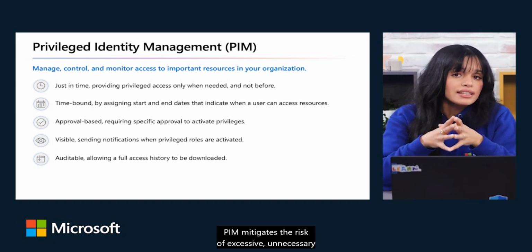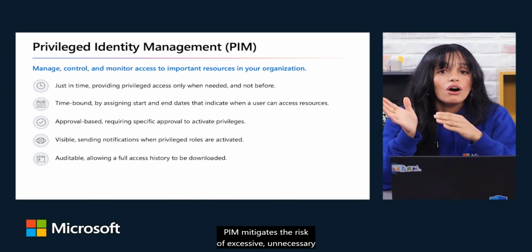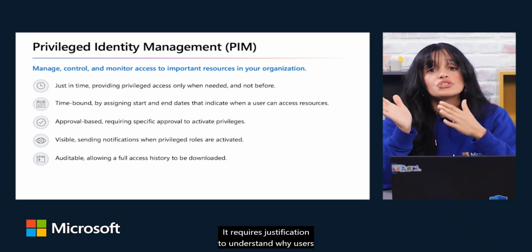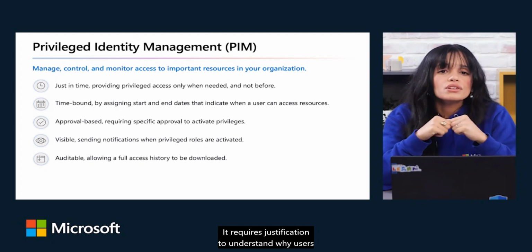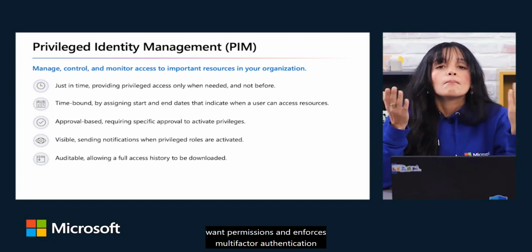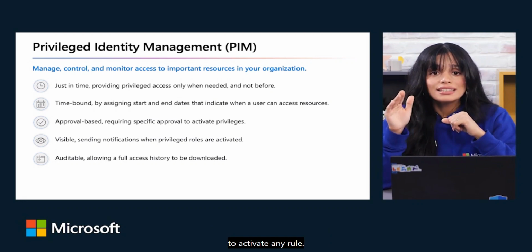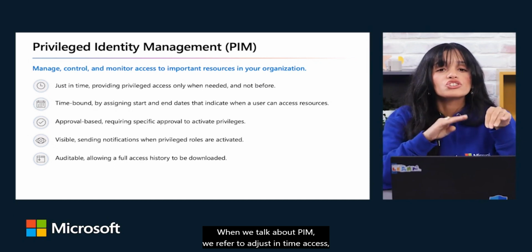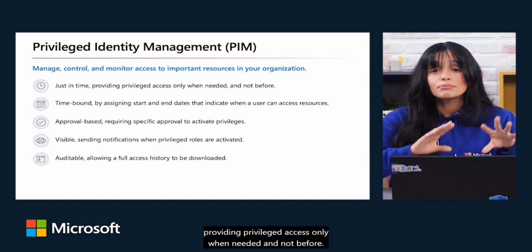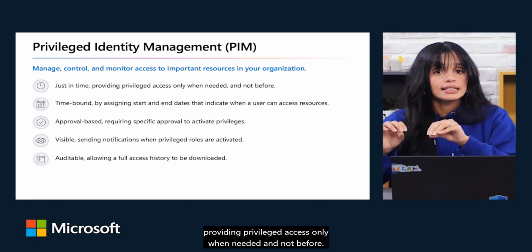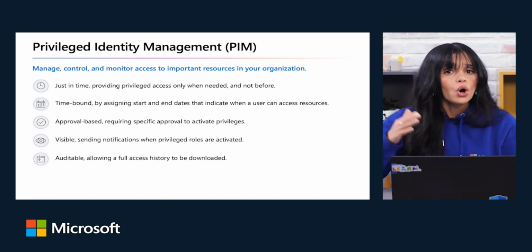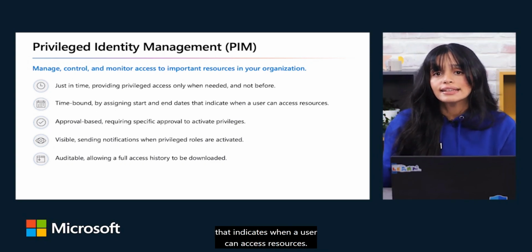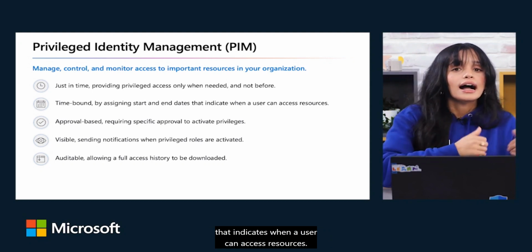PIM mitigates the risk of excessive, unnecessary, or misused access permissions. It requires justification to understand why users want permissions and enforces multi-factor authentication to activate any role. When we talk about PIM, we refer to just-in-time access, providing privileged access only when needed and not before. Also, we talk about time-bound access by assigning start and end dates that indicate when a user can access resources.